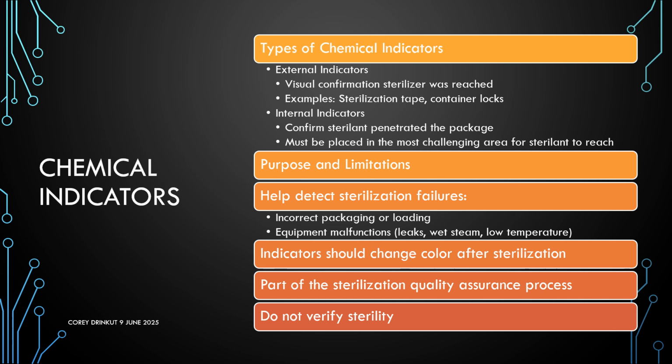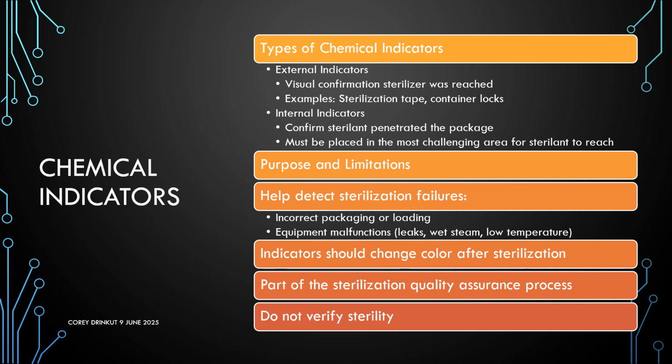For the chemical indicators, the type of chemical indicators that we have are external indicators. This is the tapes. This is the container locks. This is what we use for the visual, the outside visual component that we know it went through that process.